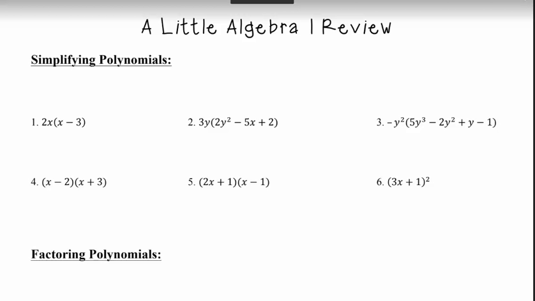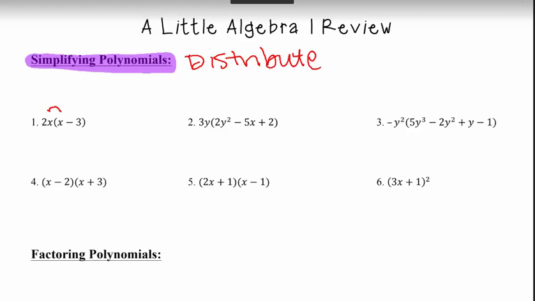If there's a specific section you don't need to review and you remember, you're welcome to skip over parts of this video. So with the first section, simplifying polynomials, all I'm going to do is distribute. Okay? So if I take a look at number 1, I'm just going to distribute 2x to everything, and then COT, combine like terms if possible.